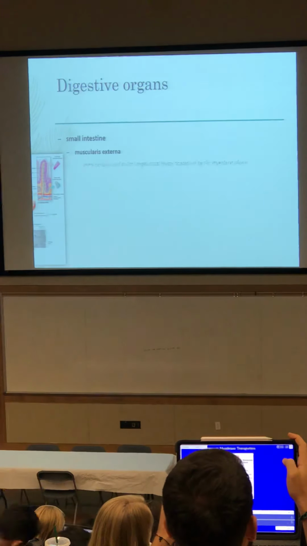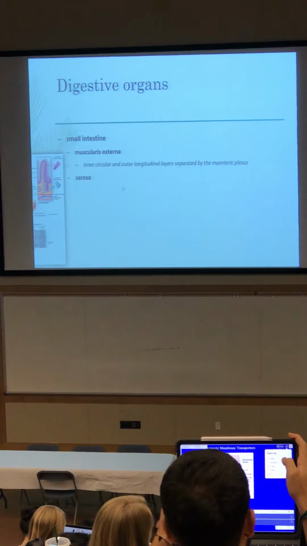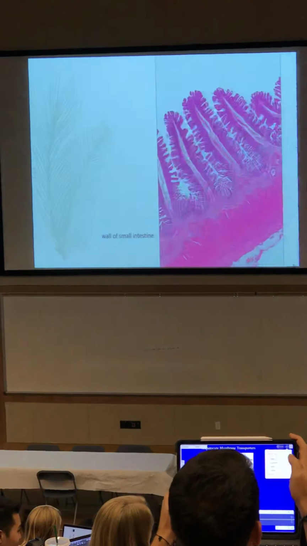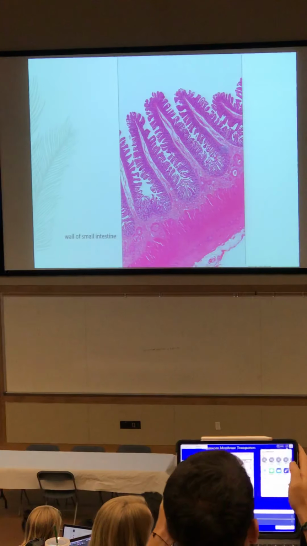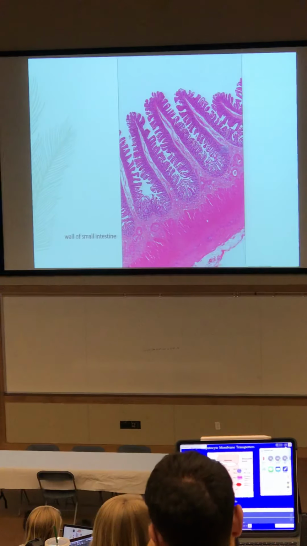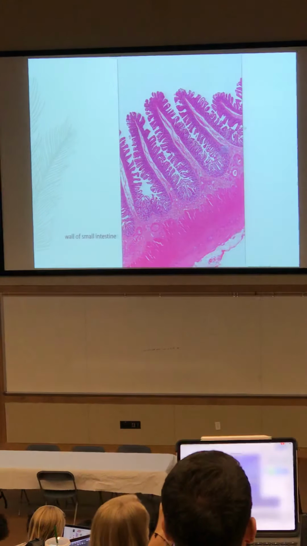All right, the muscularis externa has an inner circular layer, an outer longitudinal layer separated by myenteric plexus, and the small intestine, for the most part, is covered by serosa. All right, and so here is a nice picture of the wall of the small intestine. Another John Huff picture. John, you're amazing. Thank you. These are much better than any of the pictures from the textbooks.